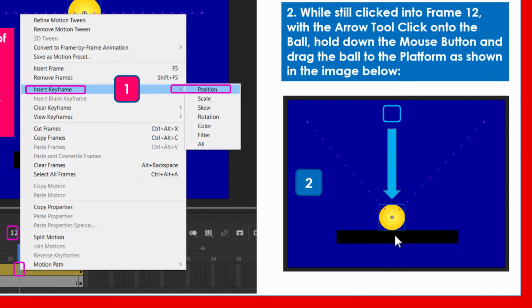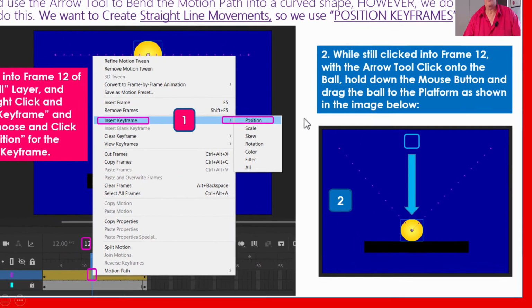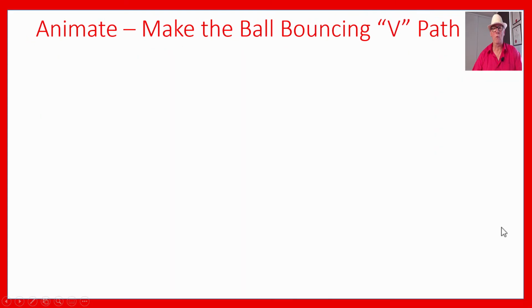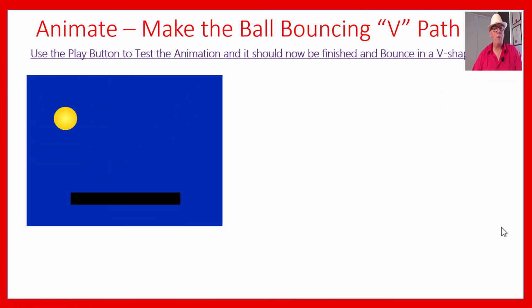If you just grab it and pull it down without doing a position keyframe, it'll make the curved one, like a U kind of shape. But if we use a position keyframe and pull straight down, we get straight lines that make the V shape, and the V shape is what we want in this one. And when you play it now, it should be bouncing in a V like that. And we're just about finished.